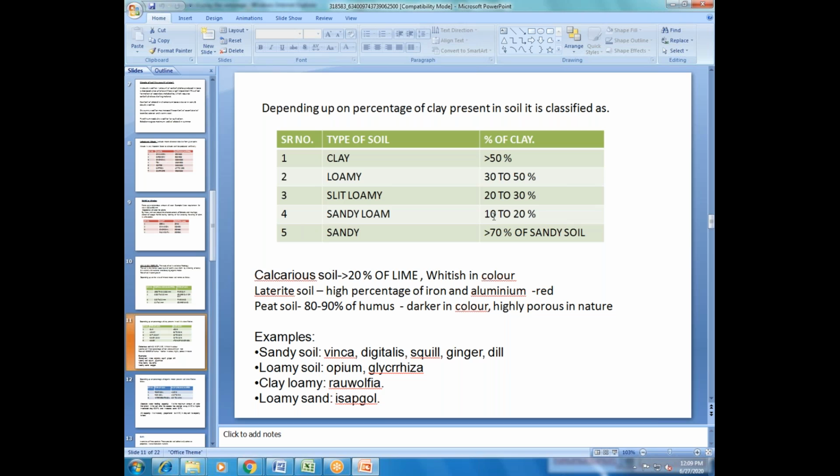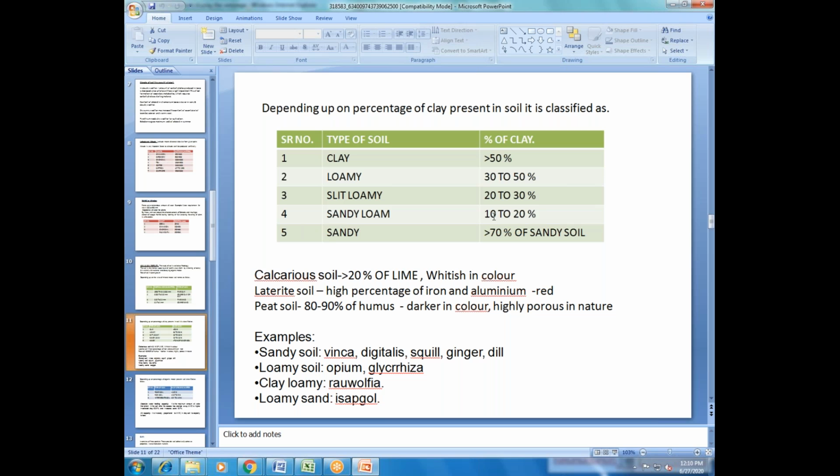Coming to the laterite soil, a high percentage of iron and aluminum is present. High percentage of iron and aluminum, that is red in color. Peat soil, 80 to 90% of humus, darker in color, highly porous in nature.